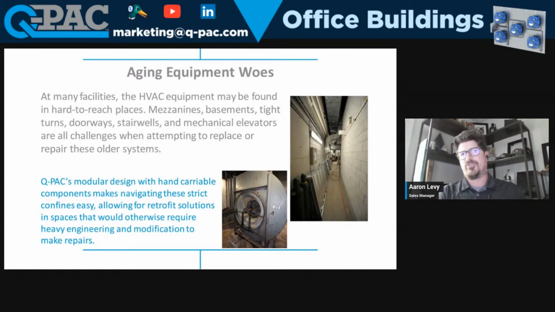The Q-PAC system has always been designed to be hand carryable into spaces, up stairwells, around corners. So you don't really have some of the woes of trying to replace shafts and motors and things like that that are really long, big, and heavy. The heaviest component on our system tends to be the fan, and that tends to be less than 150 pounds. So in most cases, a two-person team can carry those things in, which makes getting access to those areas really easy with the Q-PAC system.